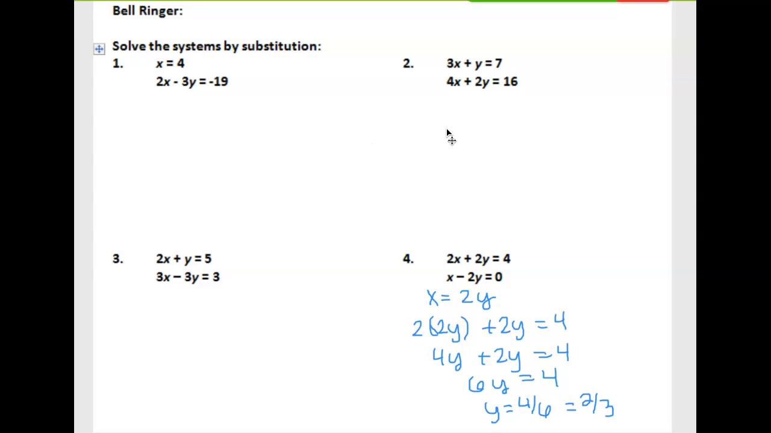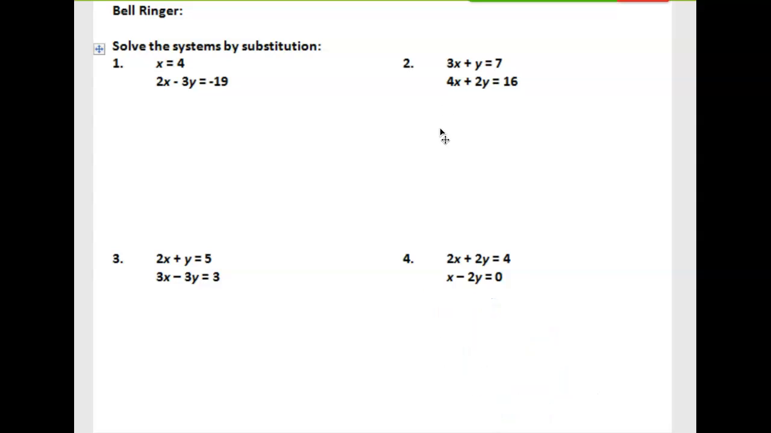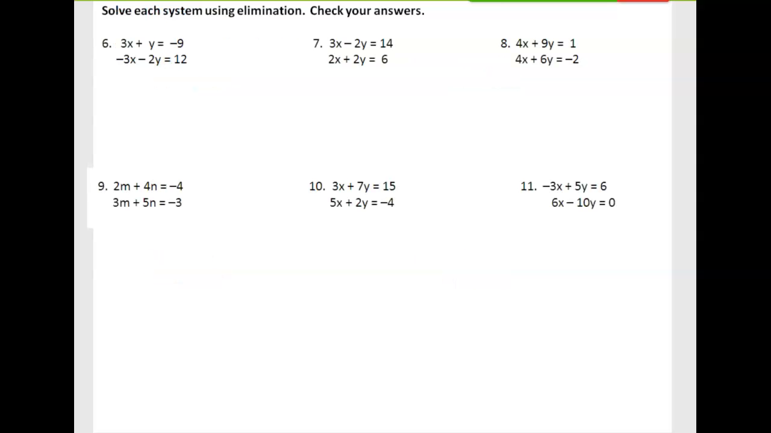So that is yesterday's technique, which is known as substitution. So what we're going to do today is look at a new technique called elimination. So elimination is a technique in which we eliminate a variable. So what that means is we're not going to alter the equations. We're simply going to add or subtract them together.